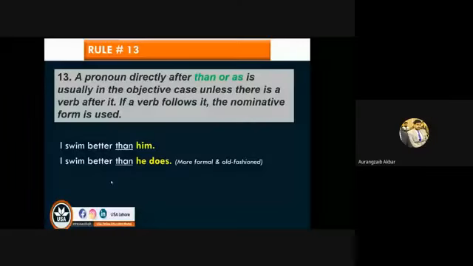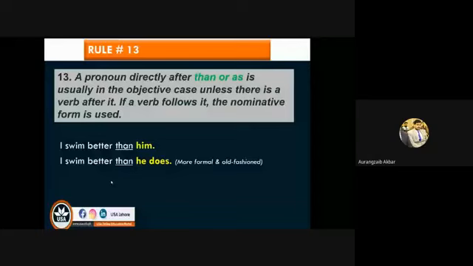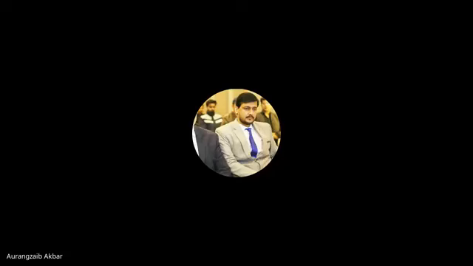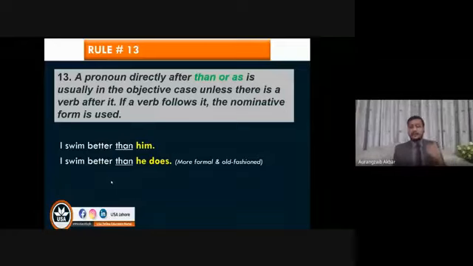If a verb follows it, the nominative form is used. Whenever we use a pronoun directly after than or as, it takes the objective form, whereas if it is followed by a verb, it should be written in the nominative form rather than the objective. For example: I swim better than him. Okay? I swim better than him.